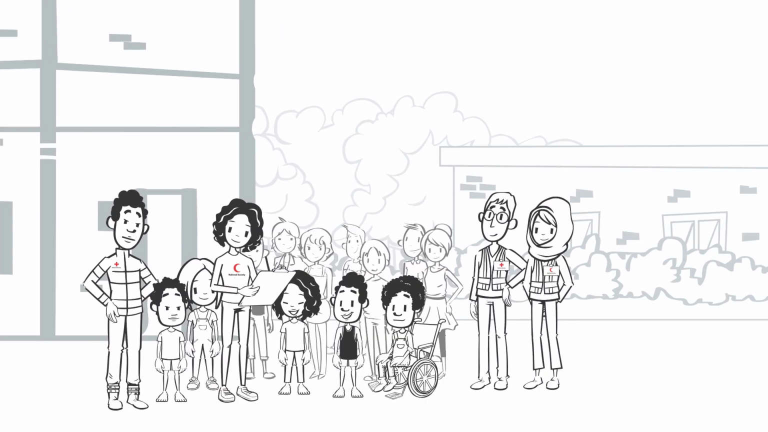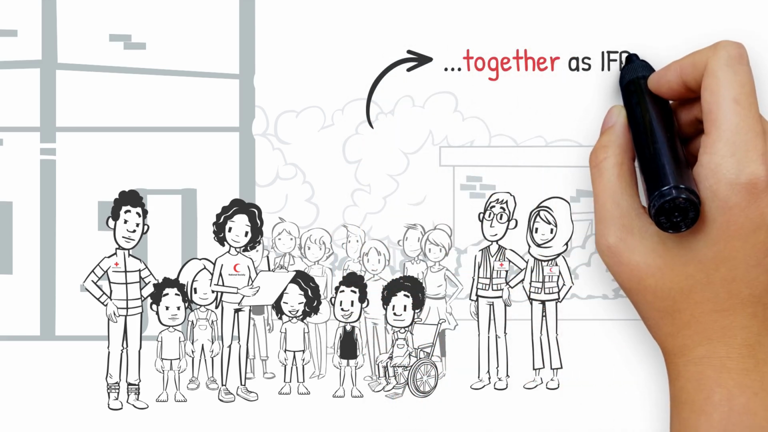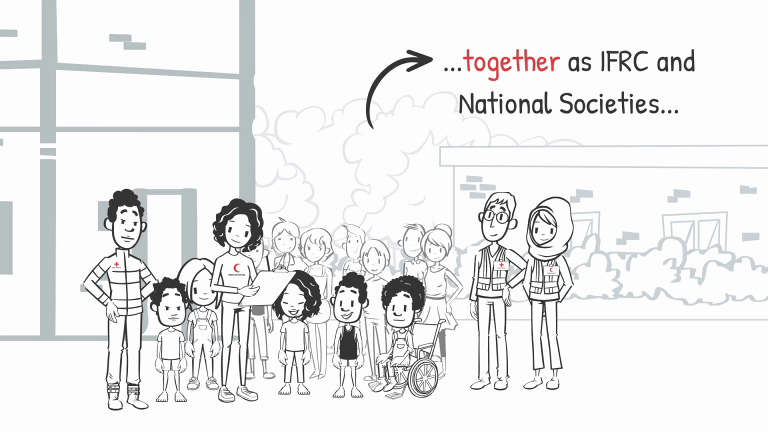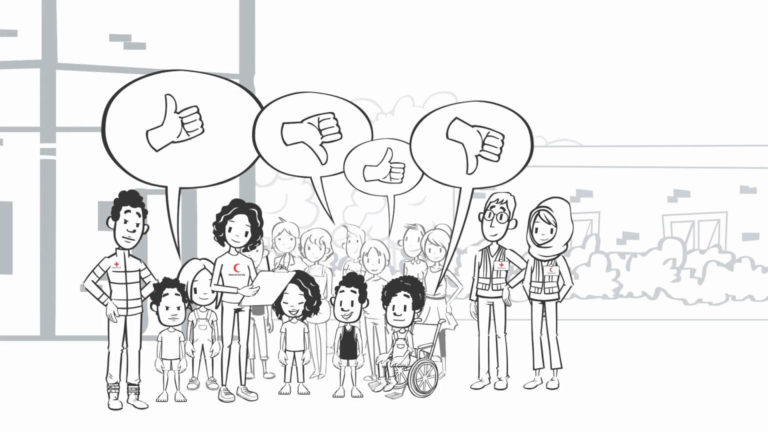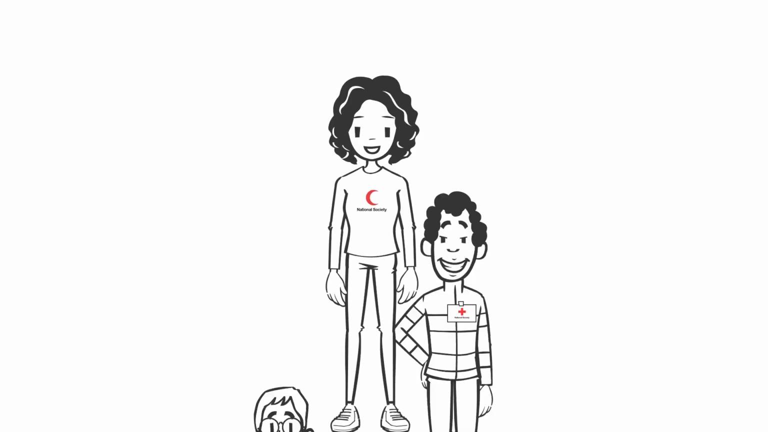Remember, whatever the risk rating, the key thing is to find practical steps we can take together as IFRC and national societies to safeguard children from harm and increase opportunities for their meaningful participation in decisions that affect them. And together, we can.